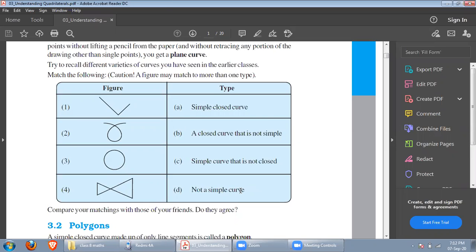Simple closed curve. It's a simple closed curve. Why is it a simple closed curve? Number three is not a simple closed curve. Why? Number one, it is a curve. Number two, it is closed curve. Why is it called simple?